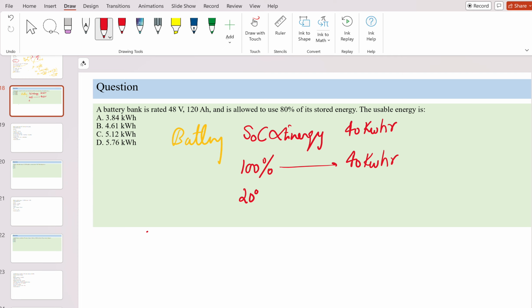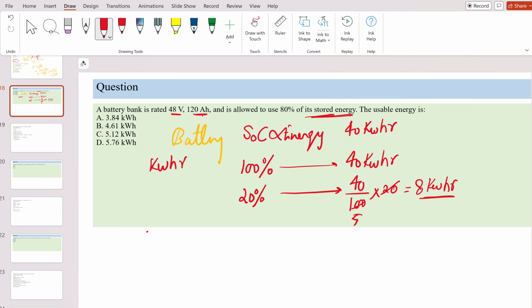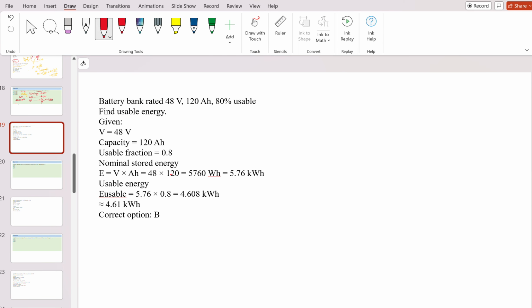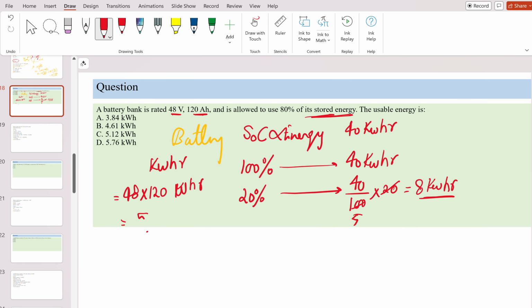Suppose I have charged to 20%, so accordingly you can convert 40 divided by 100 multiplied by 20. This is the utilizable capacity you can have. 20 minus... so 8 kilowatt hour. Similarly, the battery stored energy is basically in kilowatt hour. This is the given voltage and this is in ampere hour. Just multiply both, you will get 48 multiplied by 120 watt hour. When you solve it, how much is it coming? It is coming 5.76 kilowatt hour.